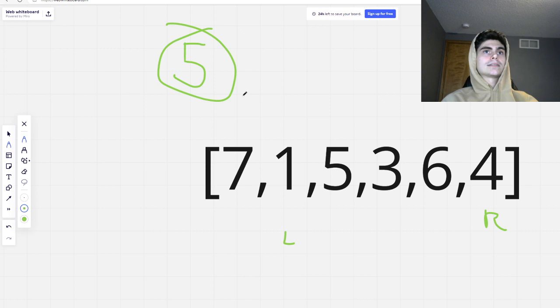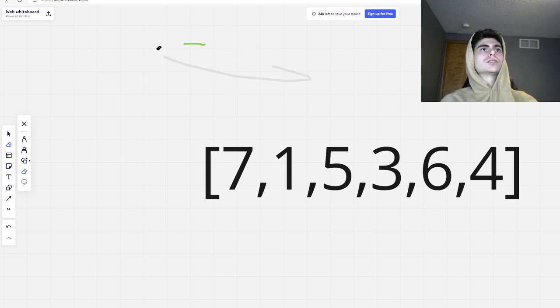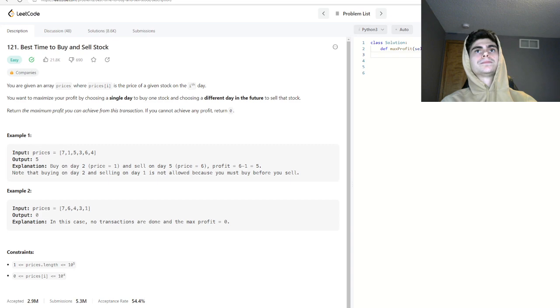So that is the way of drawing out the two-pointer solution, which helps me a lot trying to figure out how to put this into code. So now let's actually put this into Python.